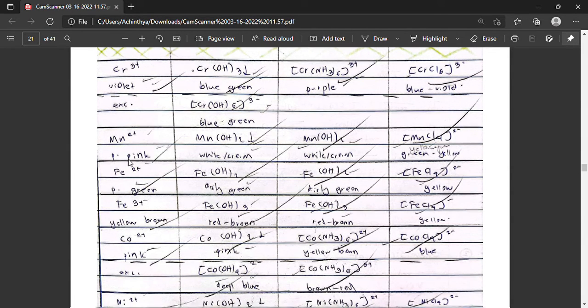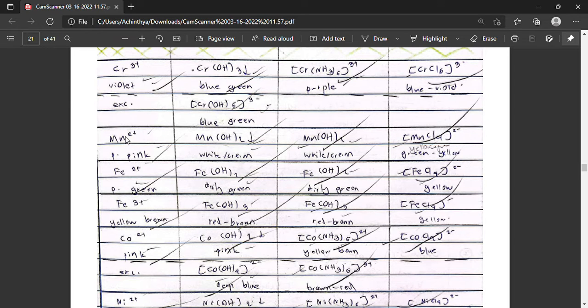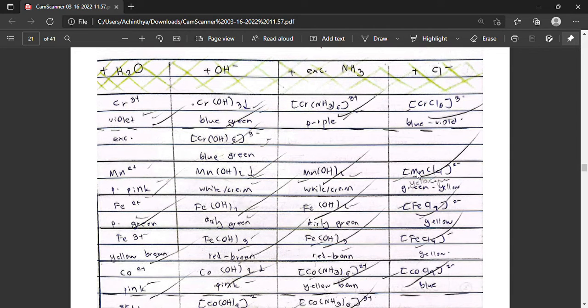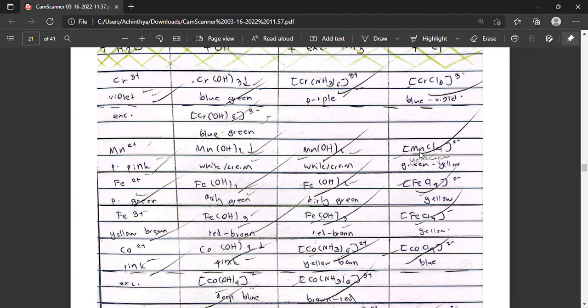When manganese is added into water, it forms a pale pink color solution of manganese. When hydroxide is added into this pale pink manganese solution, it forms a white cream color precipitate, manganese 2 hydroxide. This hydroxide does not dissolve upon further addition of hydroxide, nor of ammonia even. When excess chloride is added into manganese, it forms a green-yellow color chlorocomplex, MnCl4 2-.